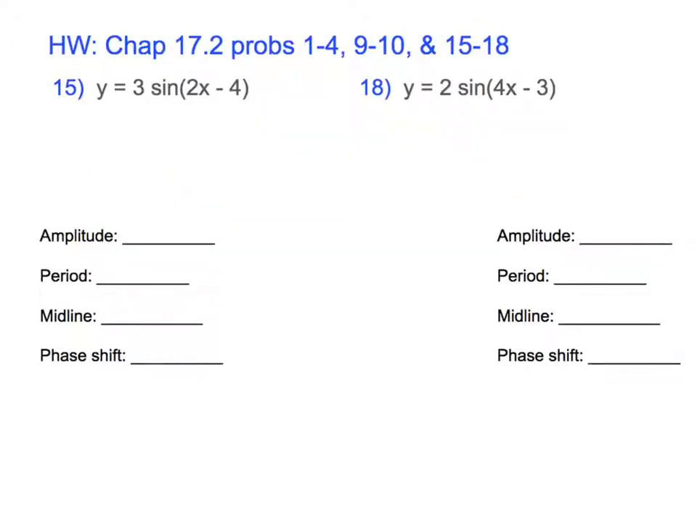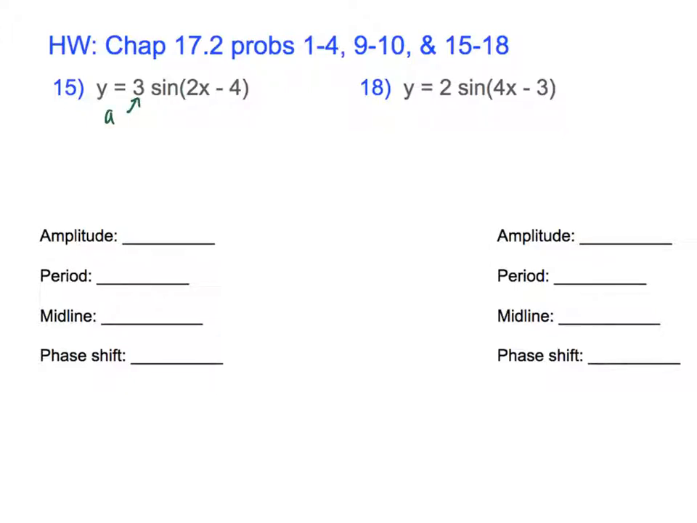Okay, so here I have some homework problems that I've pulled from chapter 17.2, and I've pulled a few examples from here. So I'm doing number 15. Let's start by finding amplitude, period, and midline, because we've been working on that for a while. So amplitude is always the number in front of our trig function.